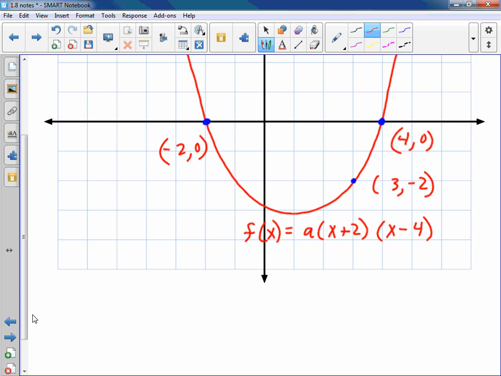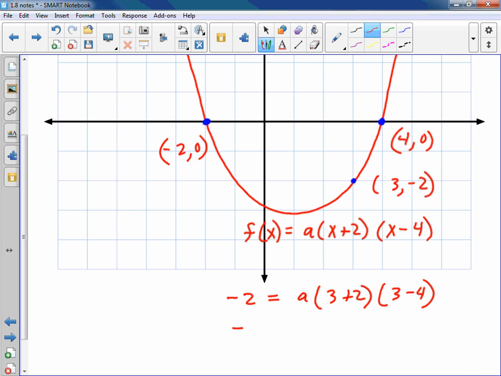So we can say -2 equals, there's our value of a, times, what's x then? 3 plus 2 times 3 minus 4. So again, notice my 3 is an x value. 3 goes here. My -2 is a y value, so -2 here, f of x. And the only thing I'm missing now is a. So we can solve for a and then write this in more general terms.